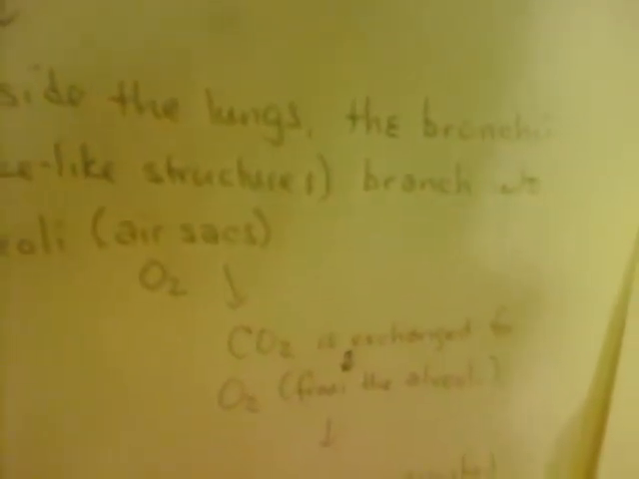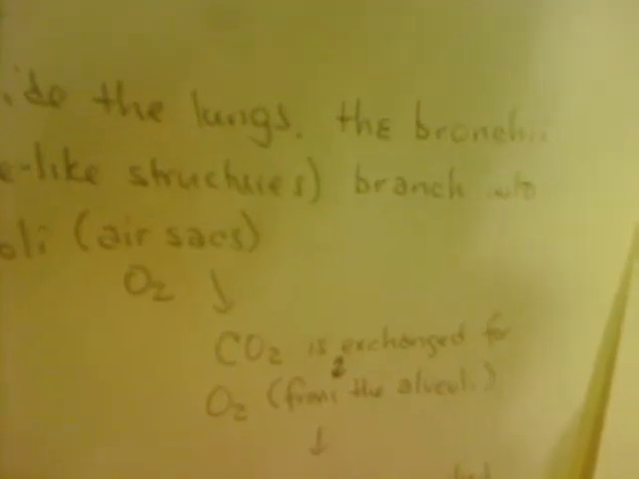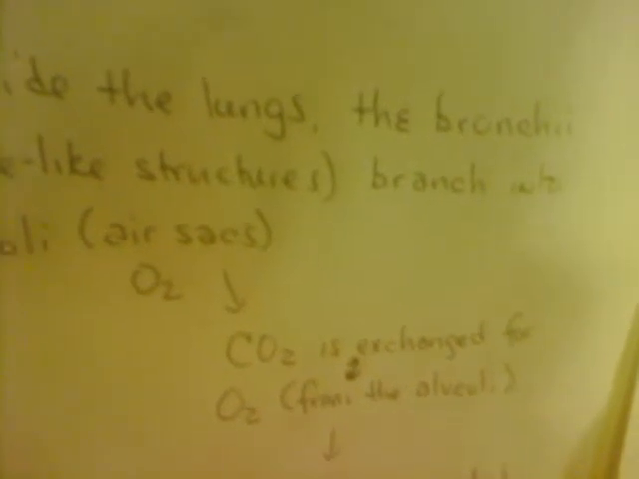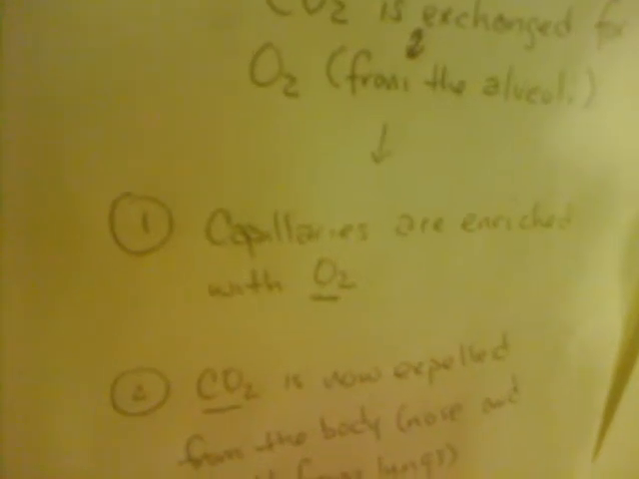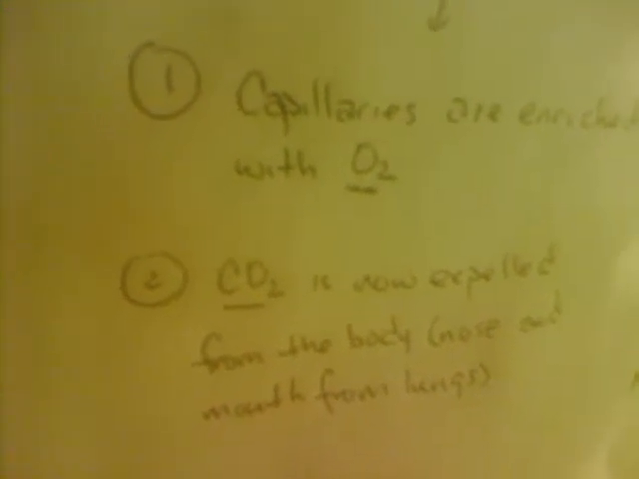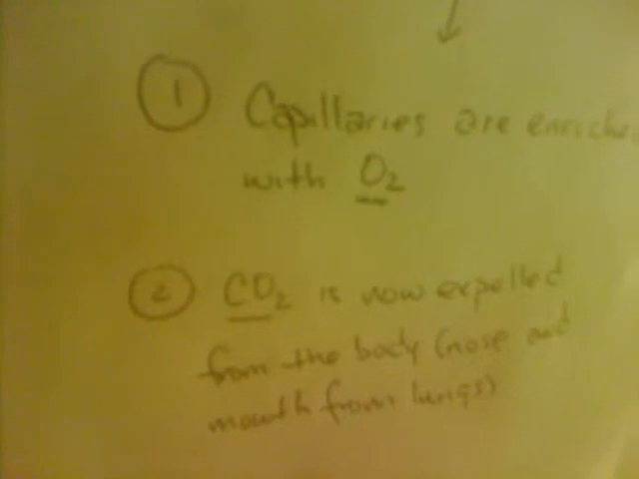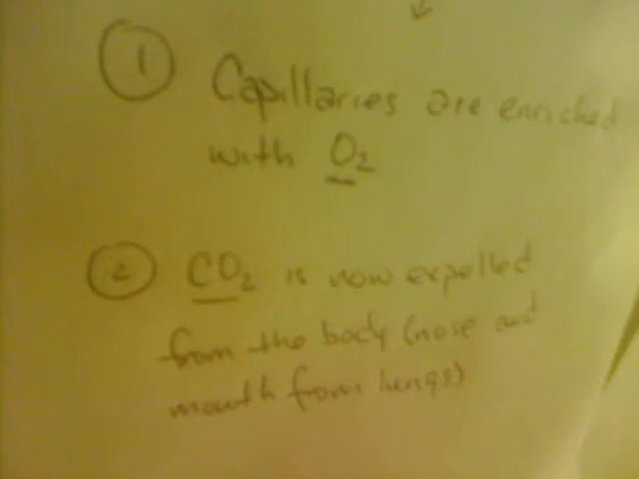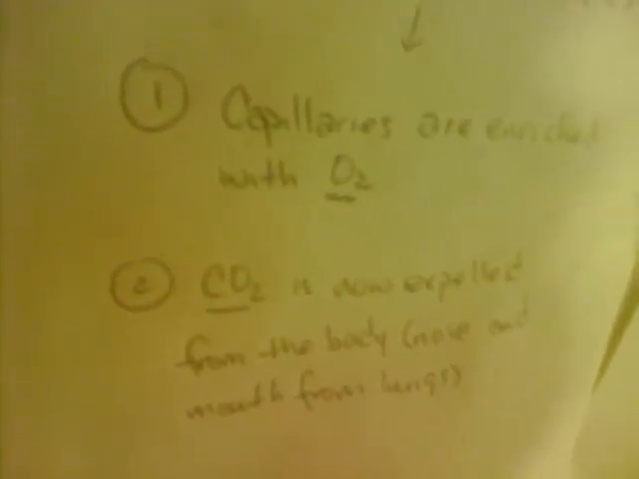Now, the capillaries have the carbon dioxide inside the blood, whereas the oxygen, of course, is from the alveoli. So this is where the exchange takes place. Once there's that exchange, the capillaries are now enriched with the oxygen, but the carbon dioxide, which was taken by the blood, is now being expelled from the body and out through the nose and mouth, from those lungs.